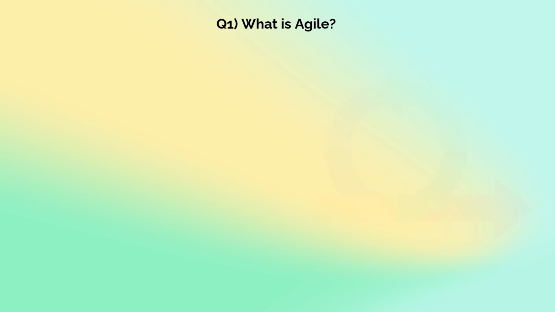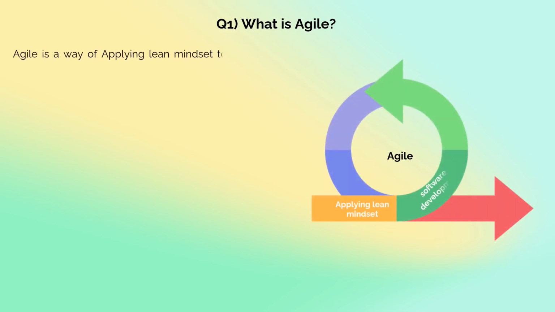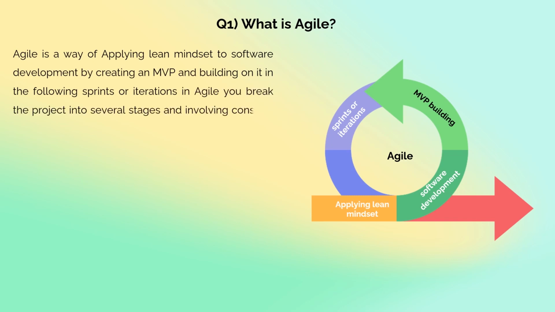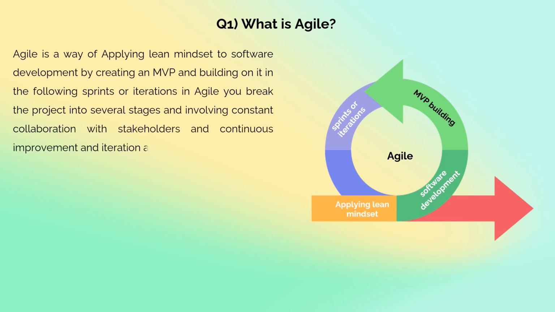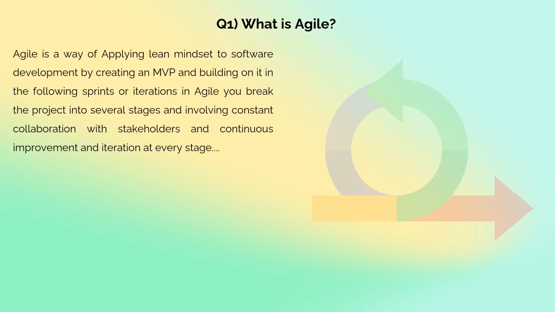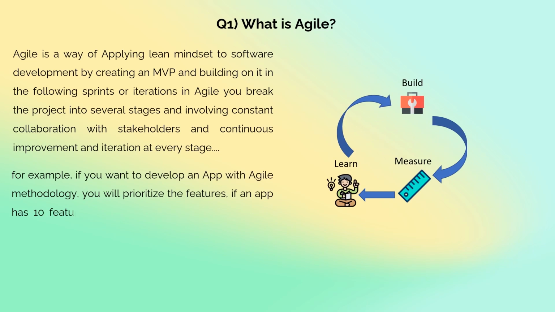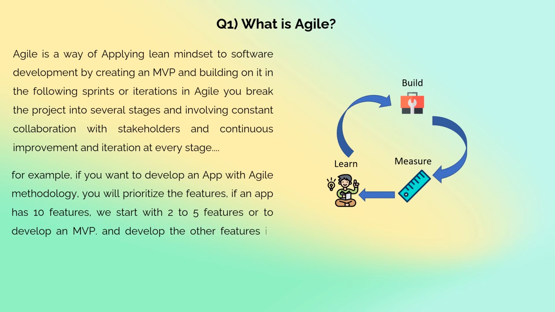What is Agile? Agile is a way of applying a lean mindset to software development by creating an MVP and building on it in the following sprints or iterations. In Agile, you break the project into several stages, involving constant collaboration with stakeholders and continuous improvement and iteration at every stage. For example, if you want to develop an app with Agile methodology, you will prioritize the features. If an app has 10 features, we start with 2 to 5 features, or to develop an MVP, and develop the other features in the following iterations.